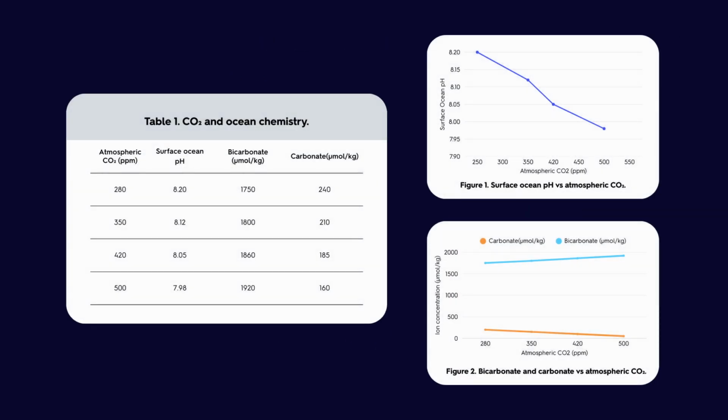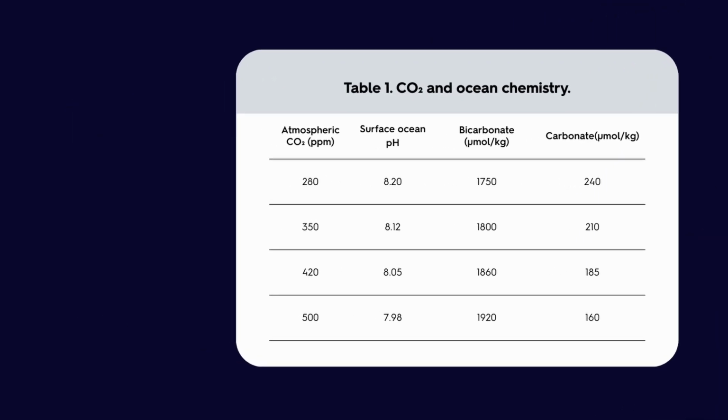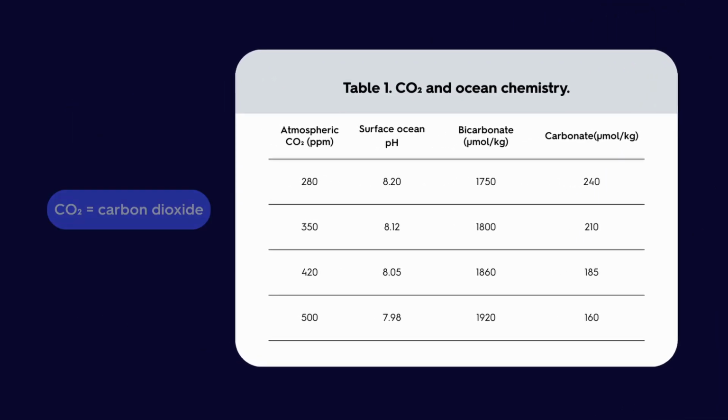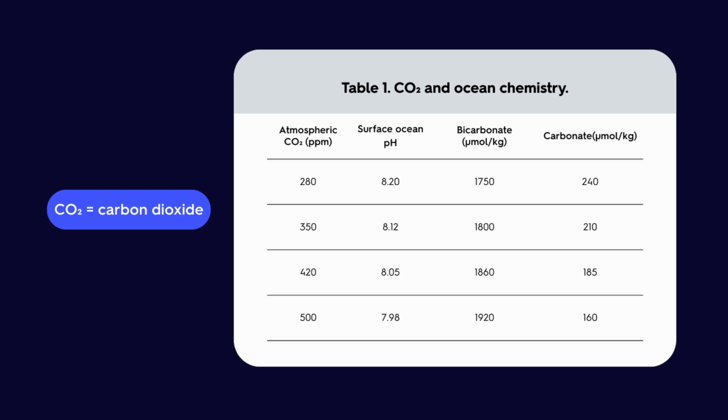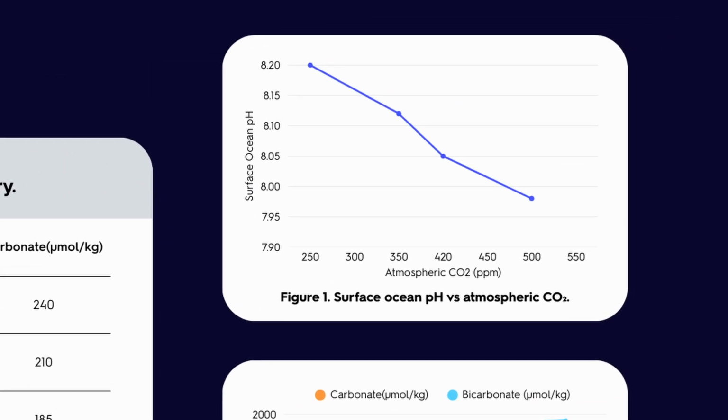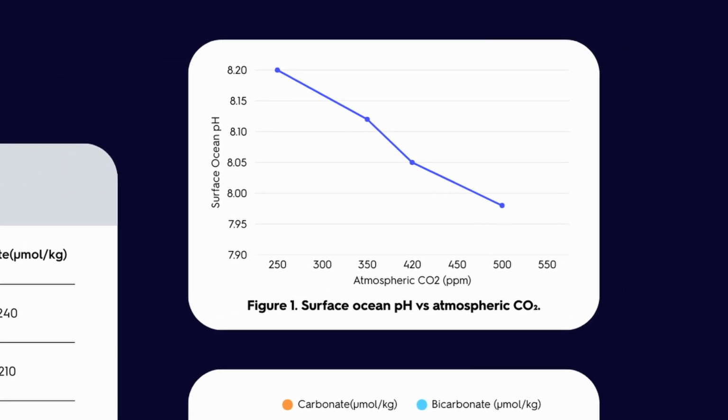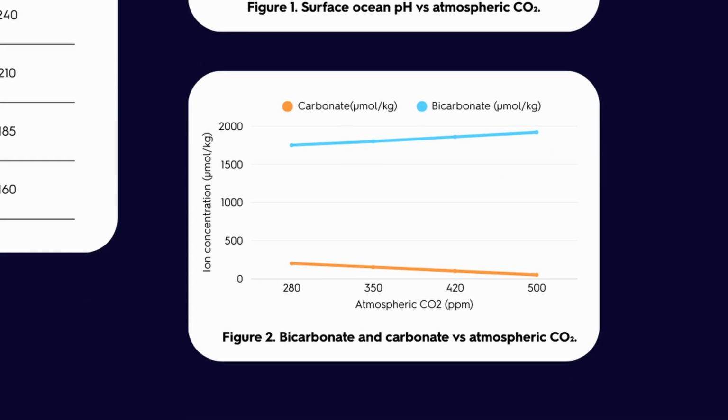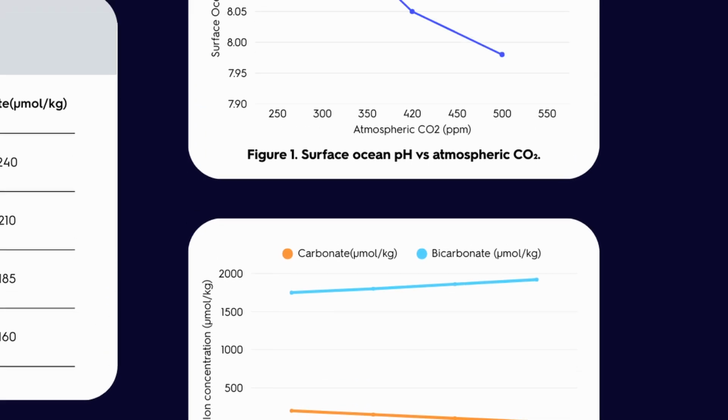Similarly, you might see a chemistry-style table listing atmospheric CO2, ocean pH, and bicarbonate and carbonate ions. First, decode any abbreviations. CO2 is carbon dioxide. Then, track the trend. As CO2 rises, pH drops. If bicarbonate increases while carbonate decreases, the balance shifts toward bicarbonate.